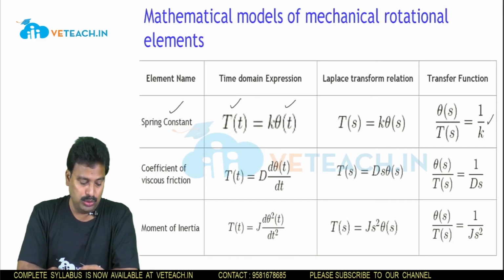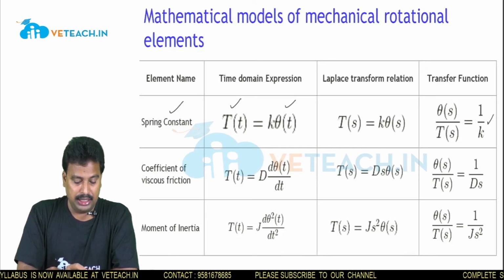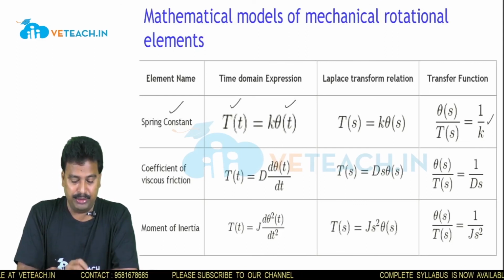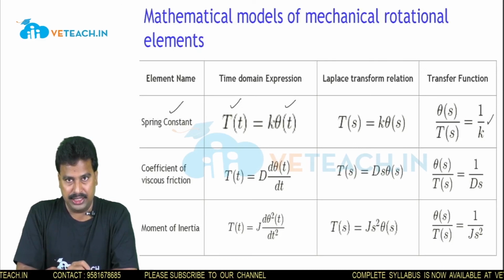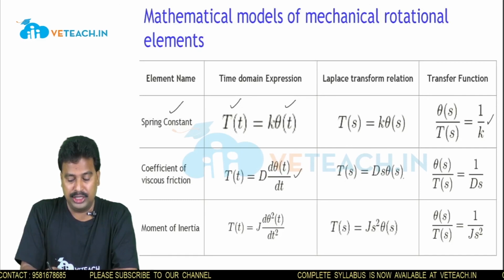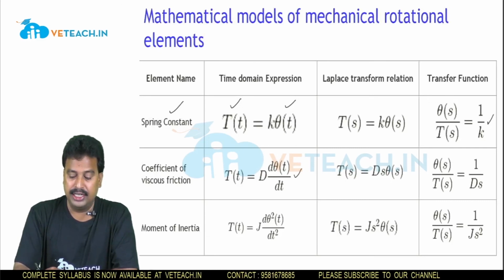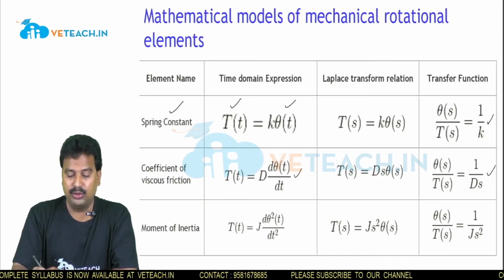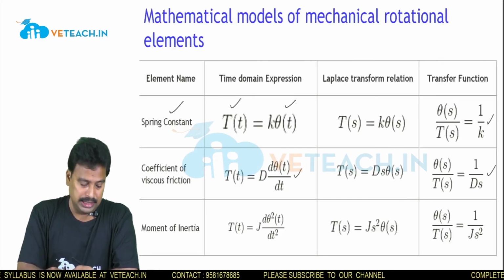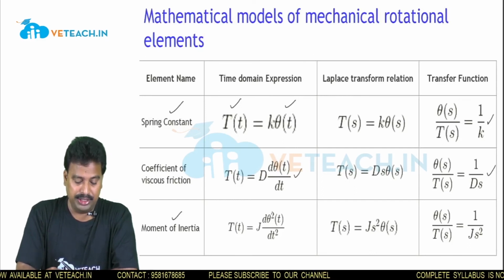Similarly, coming to the second element, coefficient of viscous friction, in time domain, the relation between angular displacement and applied torque is T of t is equal to d into d theta of t by dt. By applying the Laplace transform on both sides to this equation, T of s is equal to ds into theta of s. Now, the transfer function for this element is theta of s by T of s, which is equal to 1 by ds.